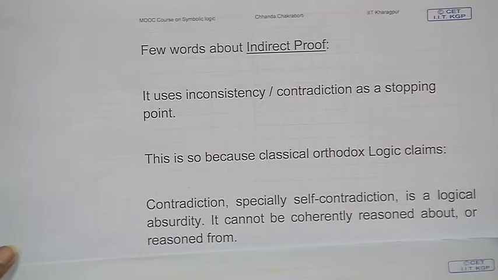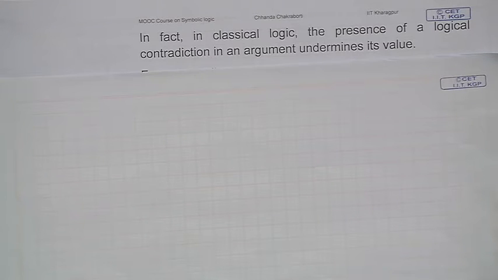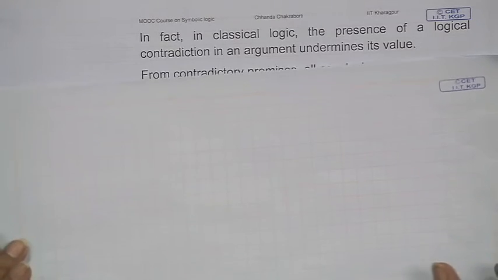This is the reason that wherever you are in the domain of classical orthodox logic, encountering inconsistency or self contradiction will put you to a halt. But notice that that may not always be the case, but we will come to that. Let us try to understand what this is all about. Mainly, in classical logic, the presence of a logical contradiction in an argument completely undermines its value, completely. It makes it practically trivial and useless.